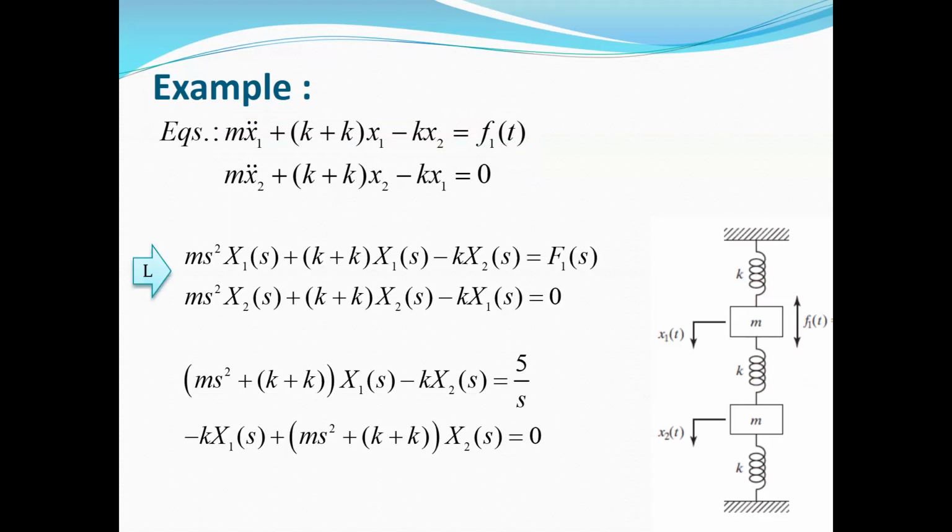Here in this case, because f1(t) is not a harmonic function and this is a step function with amplitude 5, we need to use the Laplace transform method, and we can now write the Laplace transform of these two equations. The first equation, we have m times x1 double dot. Because the initial conditions are 0, the Laplace transform of x1 double dot is s squared times uppercase X1(s), where uppercase X1(s) is the Laplace transform of lowercase x1.